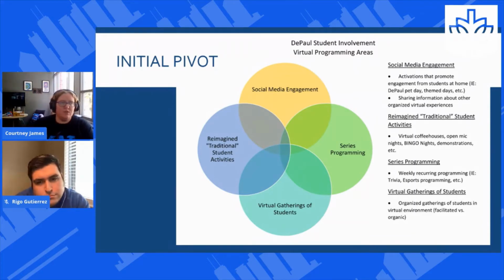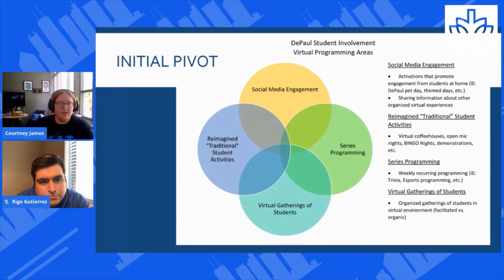Our second bucket here was really reimagining traditional student activities. Obviously, being in the Office of Student Involvement, this is something that we typically in an in-person environment lean really heavily into. So coffee houses, open mics, bingo nights, demonstrations, all of those things. We really wanted to make sure that we were taking the time to think about how we could reimagine what that looked like in a virtual environment.